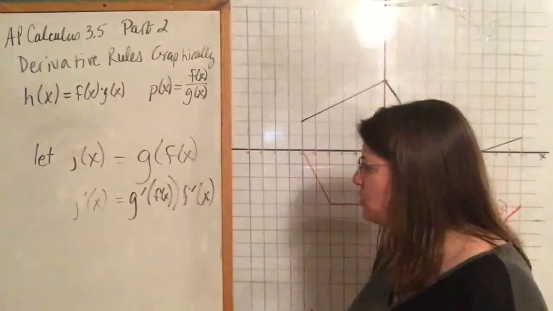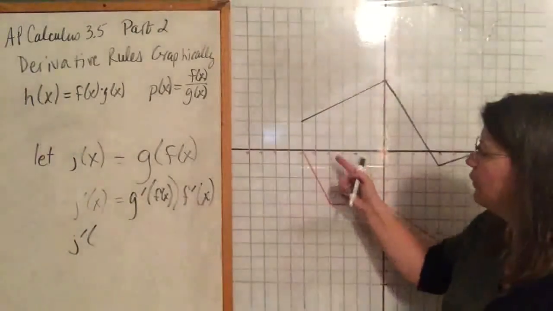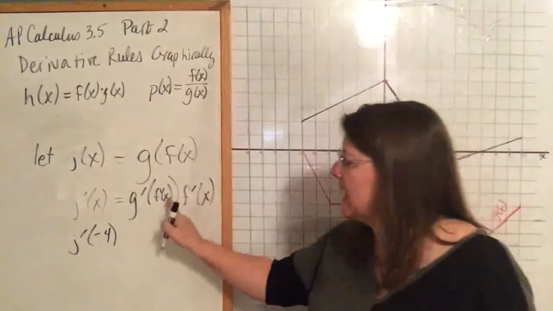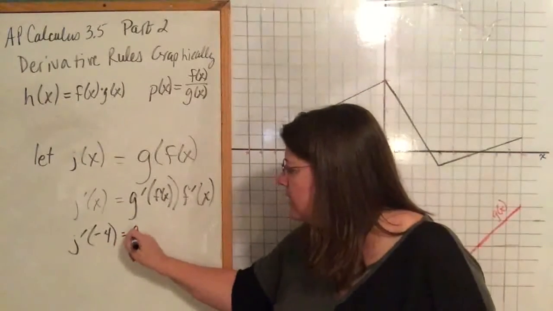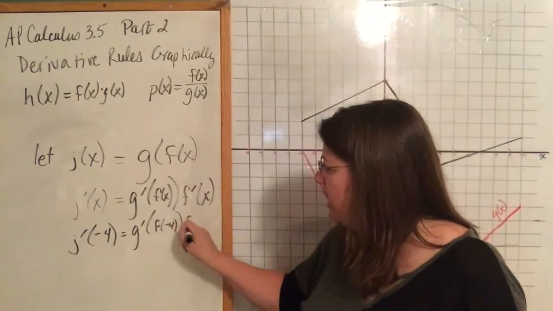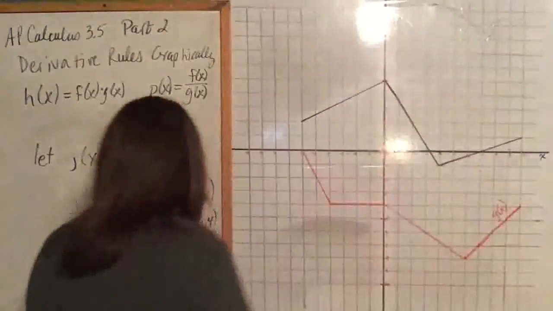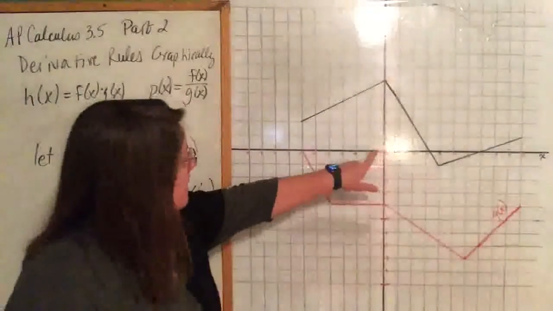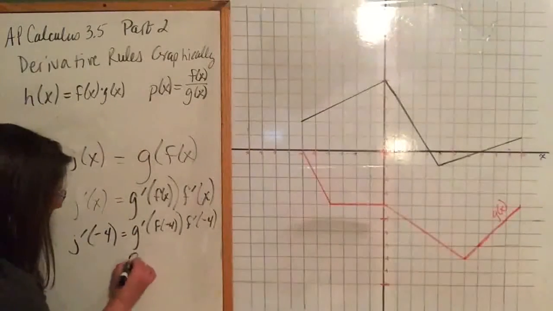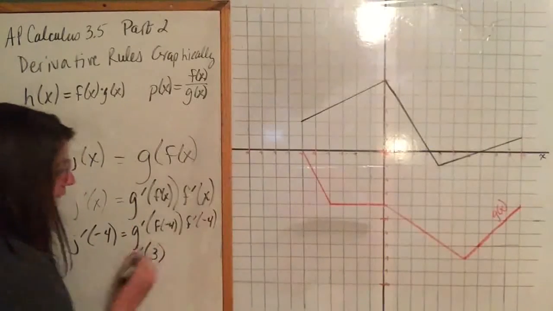If I were to ask you to find j prime of negative 4, we would have to plug a negative 4 in for all of those x's. So we would have g prime of f of negative 4 times f prime of negative 4. So f of negative 4 is the y-coordinate at negative 4 for the f function. That would be a 3. So we have g prime of 3 times f prime of negative 4.